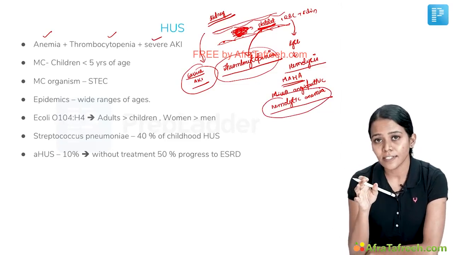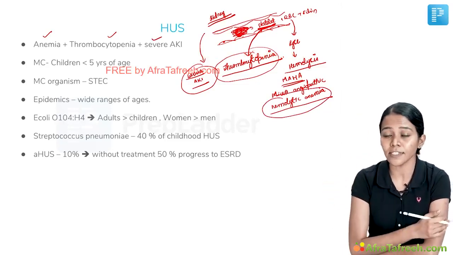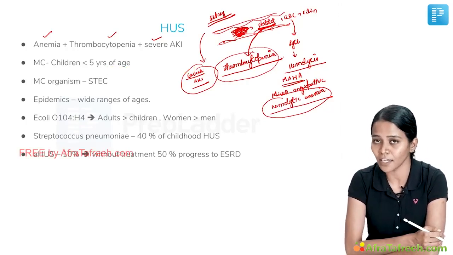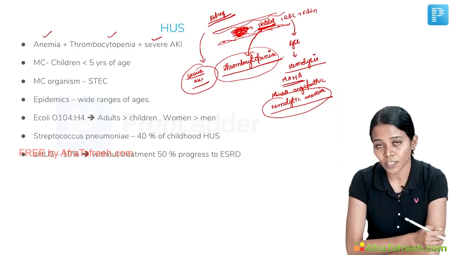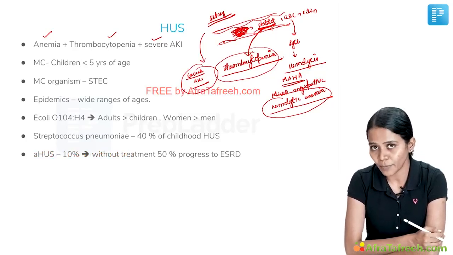Now this disease earlier was divided into D plus HUS and D minus HUS. That is, anything that is associated with STEC was called D plus HUS. That is, patients will have diarrhea along with HUS. Okay, D minus HUS was the atypical HUS. But as of now, it is not called anything. It's called HUS or atypical HUS.